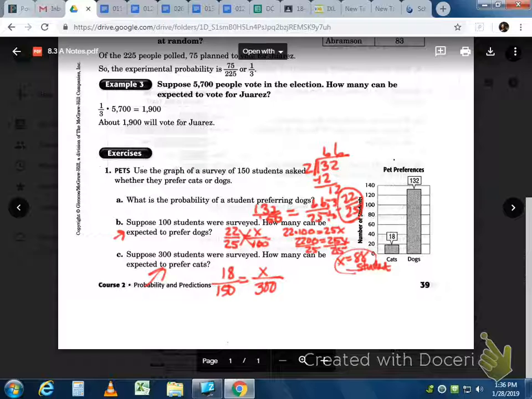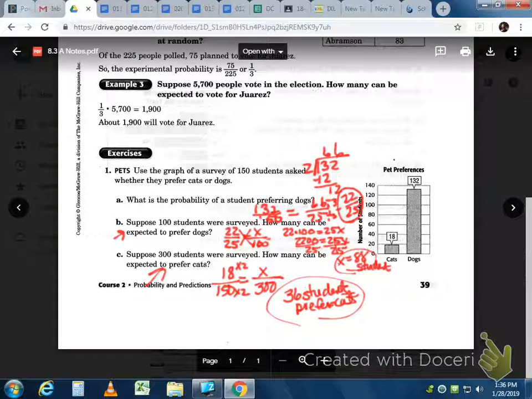You can take times 2. Look at that. 150 times 2 is 300, isn't it? What's 18 times 2? 36. There you go. So 36 students would prefer cats out of 300.